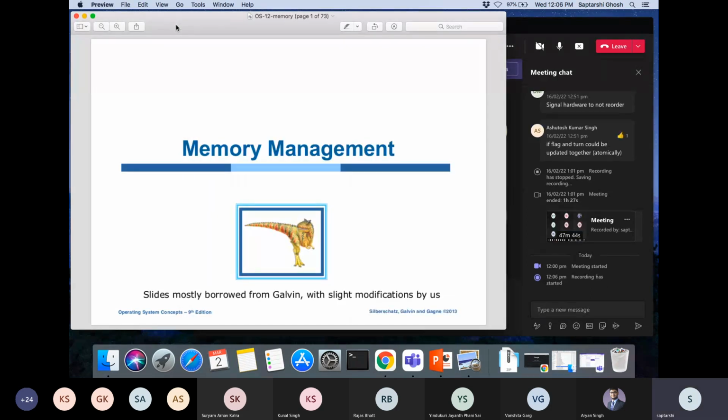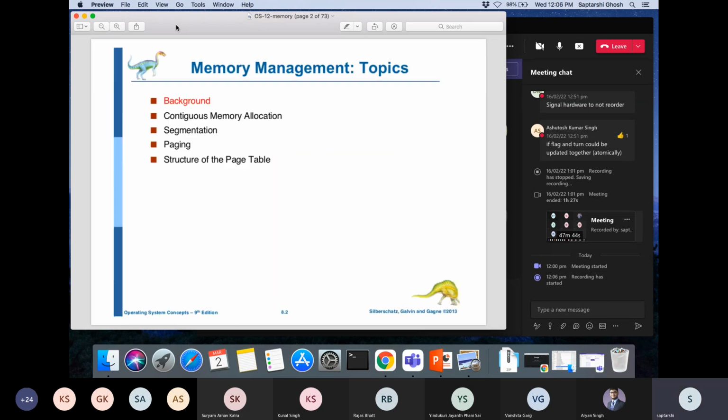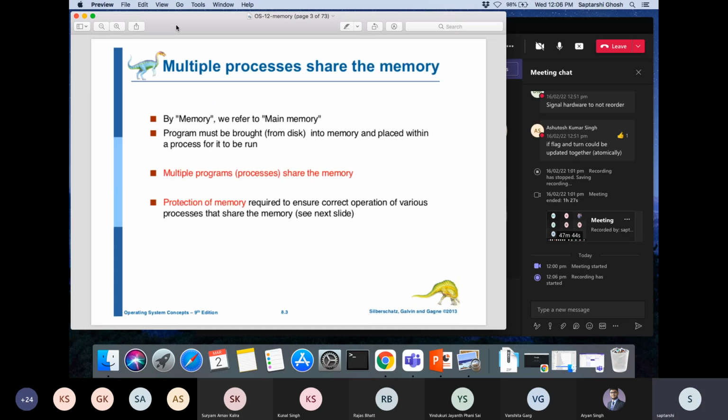Okay, so we will start a new topic today, which is one of the most important topics in OS, which is memory management. Now, let's start with some background. By memory, we refer to the main memory, which is the RAM, right?